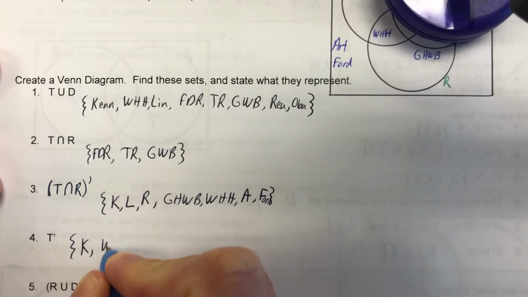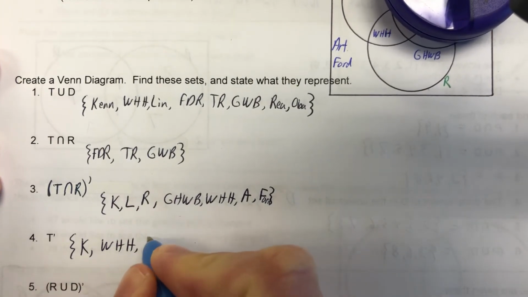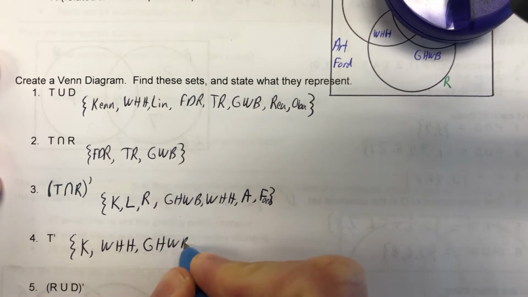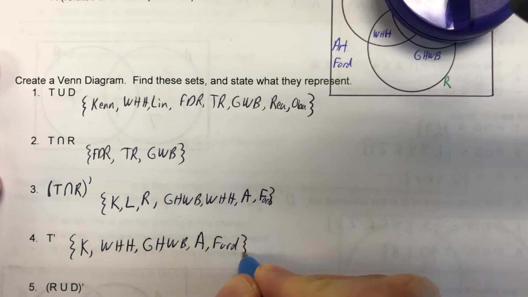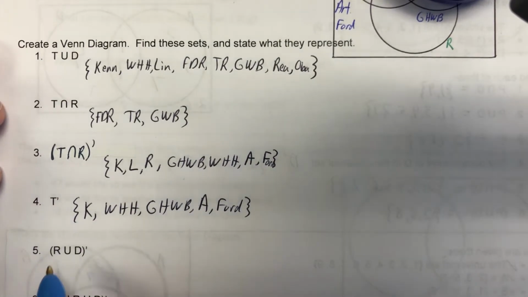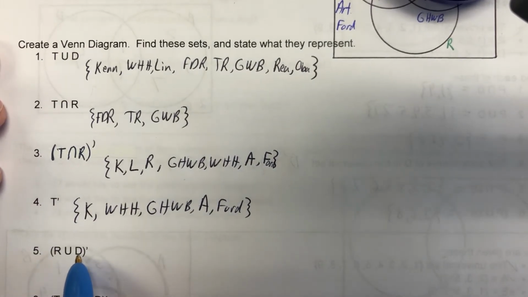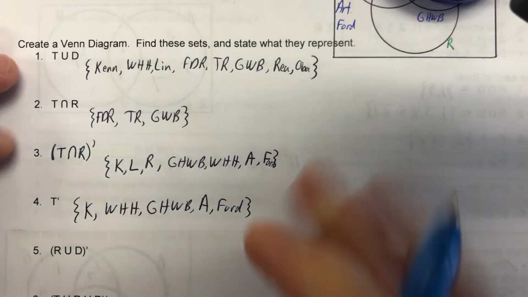Kennedy, William Henry Harrison, George H.W. Bush, Arthur and Ford. Okay, let's keep moving. R union D complement.